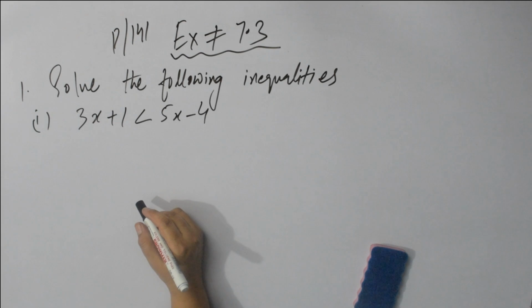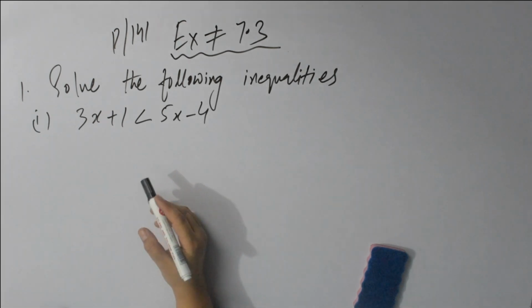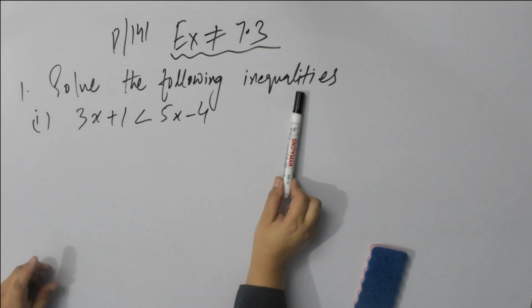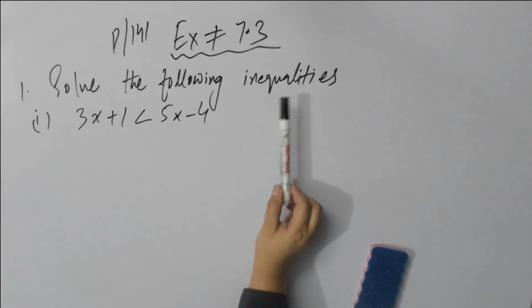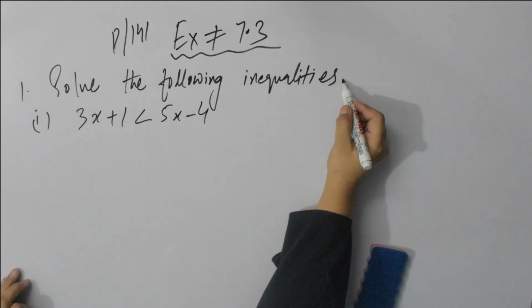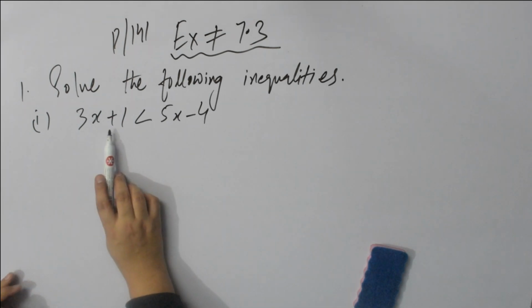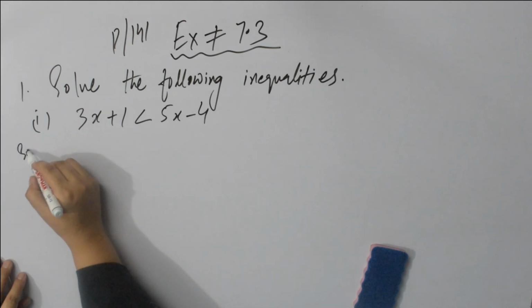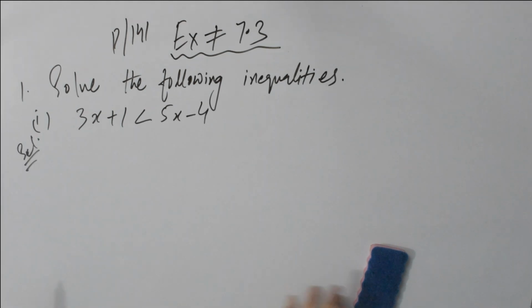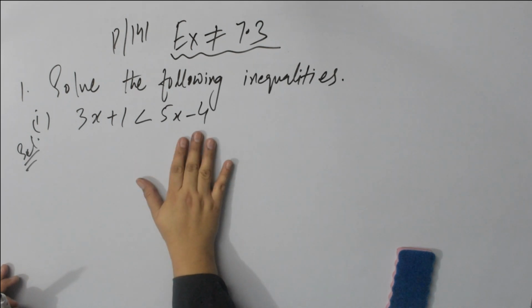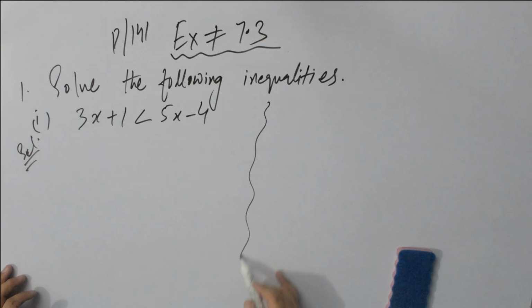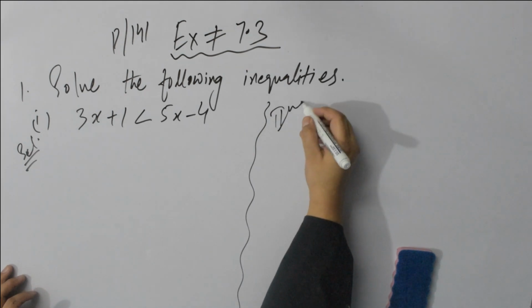Now students, exercise number 7.3, question number 1. Solve the following inequalities. In the question they have given you: solve the following inequalities. The first part is 3x plus 1 is less than 5x minus 4. I am going to explain this inequality by two methods. First method, and here I will do its second method.